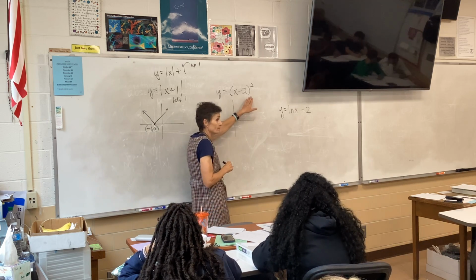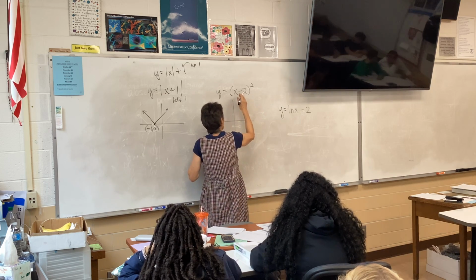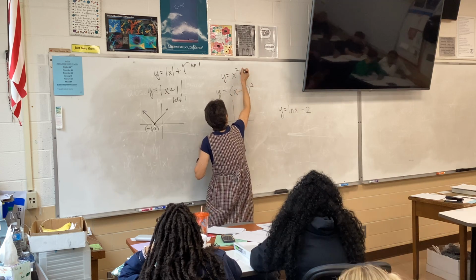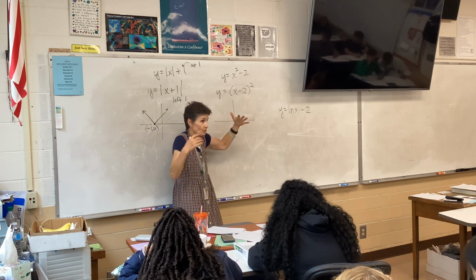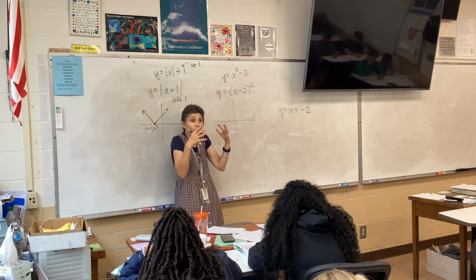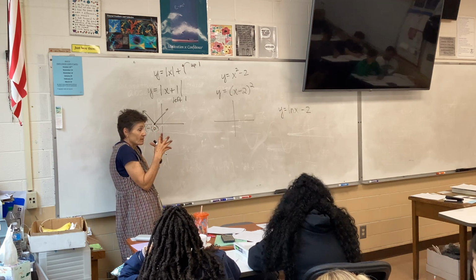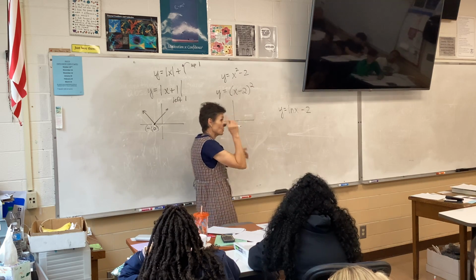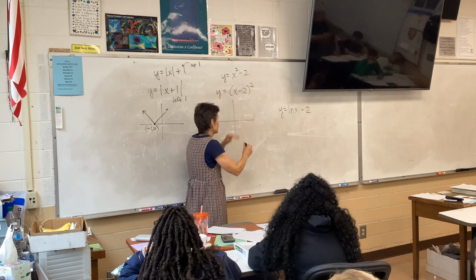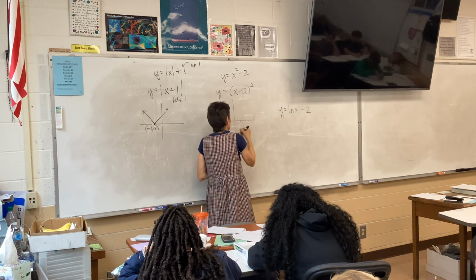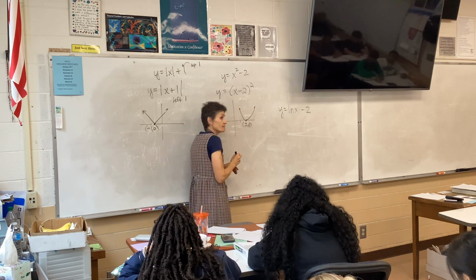Now look at this one. Pay attention. There's a difference between this and this. This -2 is inside the parentheses with the X, just like this one was, inside with the X. When that happens, you're going sideways. Which way is this one going? Right. And what shape is it? Parabola. Isn't it a squaring function, kids?